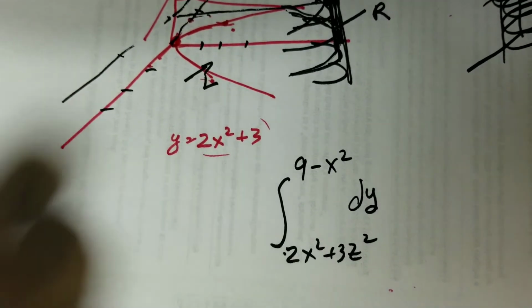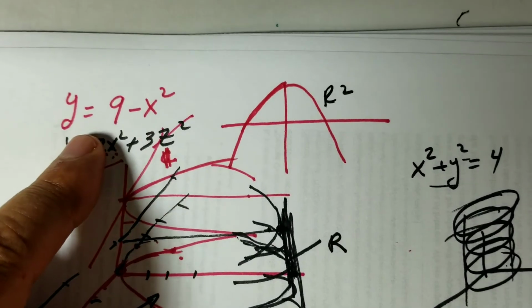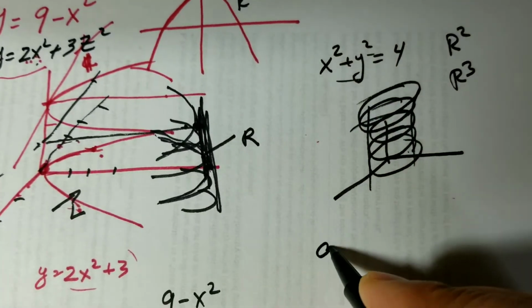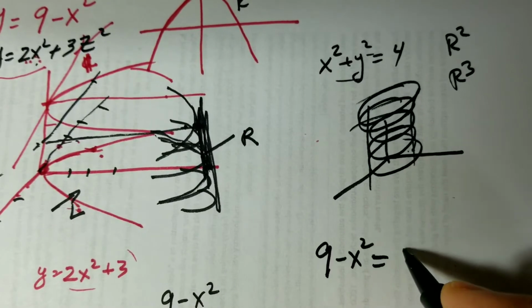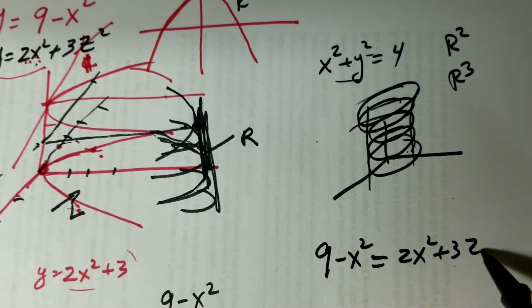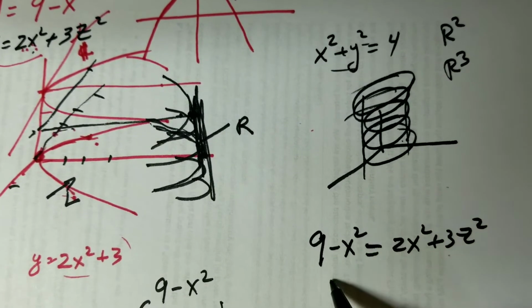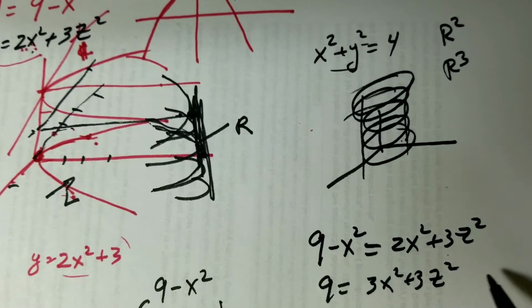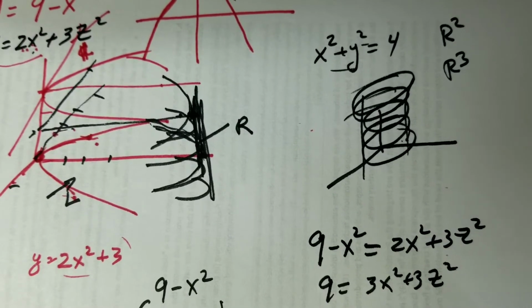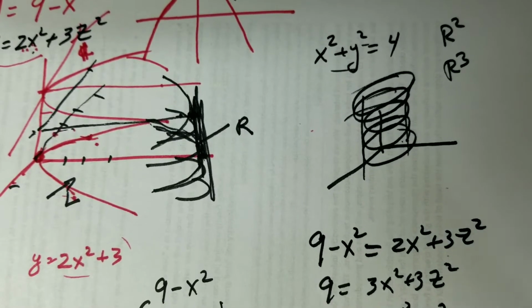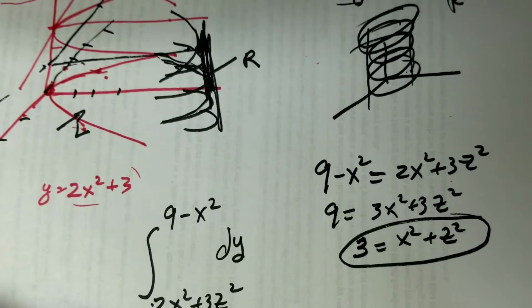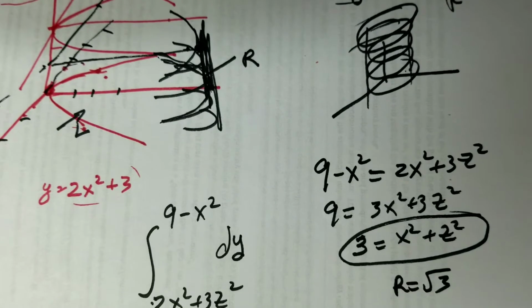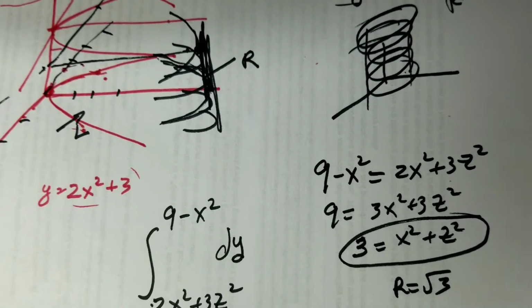Next, I'm going to eliminate the y because I have already used the y. These two equations are equal to each other. Therefore, I'm going to have 9 minus x squared equal to 2x squared plus 3z squared. If I take the x squared to the other side, that becomes 3x squared plus 3z squared. And if I divide it by 3, you have 3 equal to x squared plus z squared. That is the equation of a circle with the radius of the square root of 3. Right now you have an option. Do you want to make your x fixed, or do you want to make your z fixed?